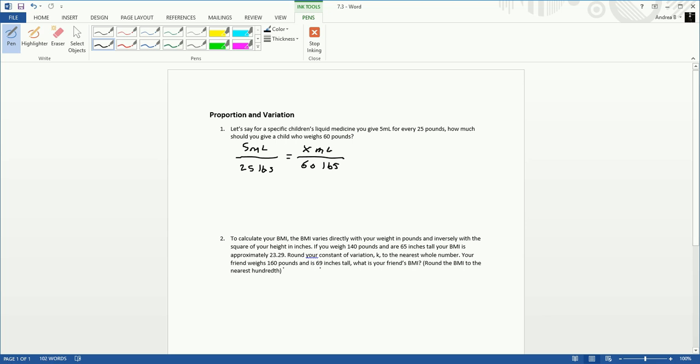So make sure whenever you're setting up your proportions that you do have your units matching up. Otherwise you may get a different answer depending on how you have it set up. So next we can cross multiply like we've done before. We can go through and do our 60 times 5 to get 300, is equal to 25x, and then we can divide both sides by 25 to finish getting the x by itself. And then if we do the 300 divided by 25, we get 12 milliliters for our x.